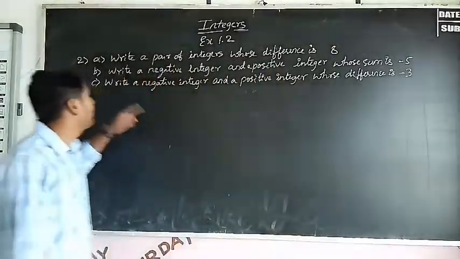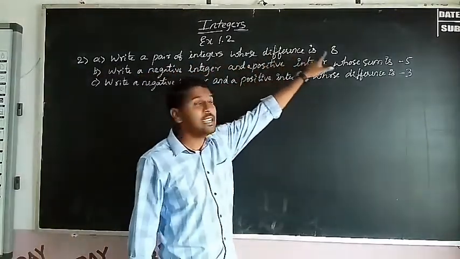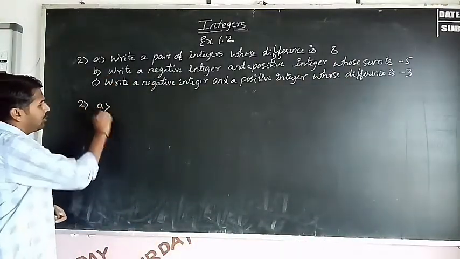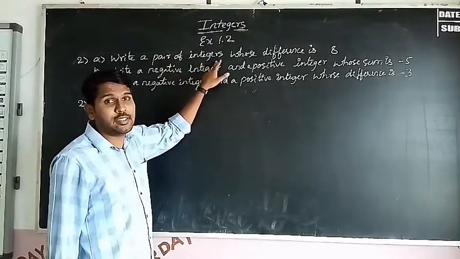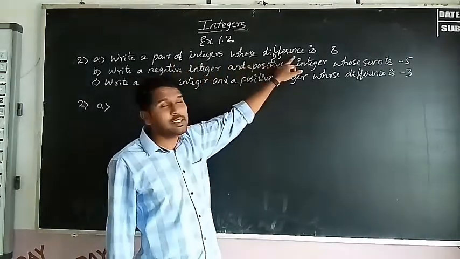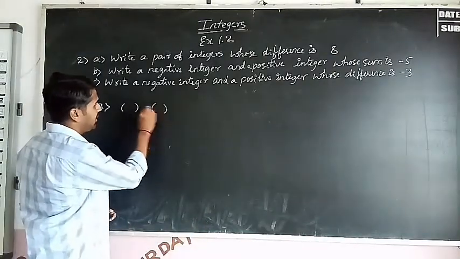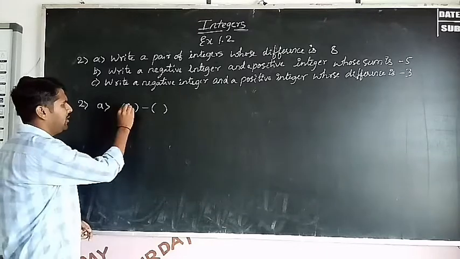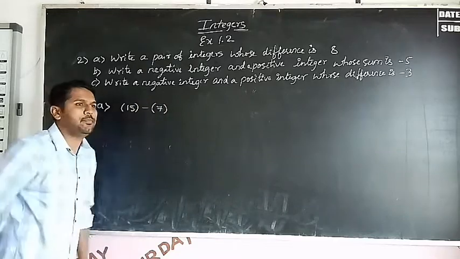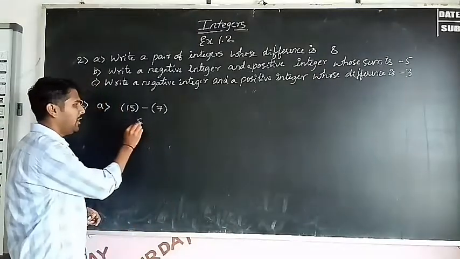So the second question's first sub-question is: write a pair of integers whose difference is 8. So take down the first one. What do they ask? Write a pair of integers, not a positive integer, not a negative integer, whose difference, that is subtraction, is 8. So take two integers whose difference is 8. Take 15, 7. 15 minus 7, how much? 8.